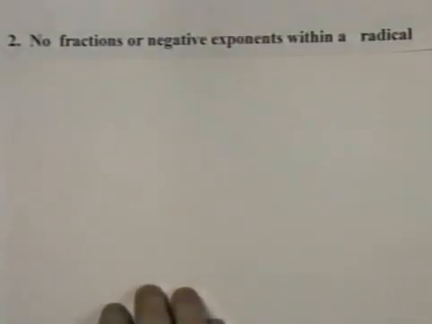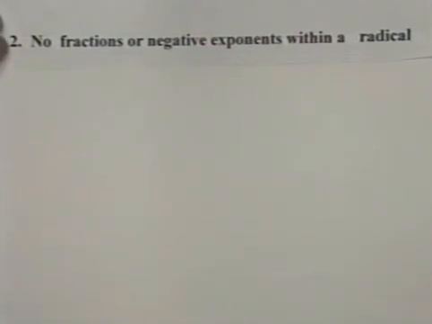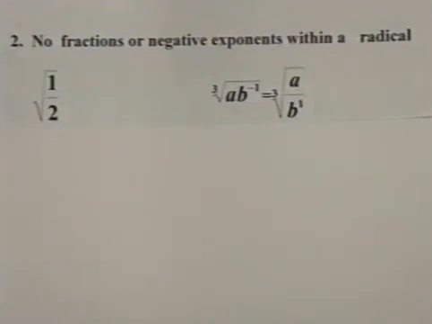Now let's look at the other no-nos that we don't want a radical expression to have. Here's the second one. It says no fractions or negative exponents within a radical. Here's a couple examples of that. Square root of 1/2. Well, the radicand there is a fraction. And the cube root of a b to the negative 1, the radicand there obviously has a negative exponent.